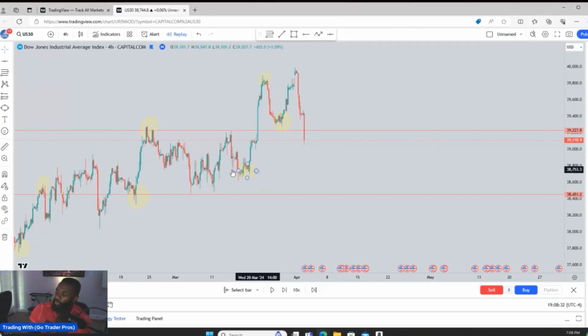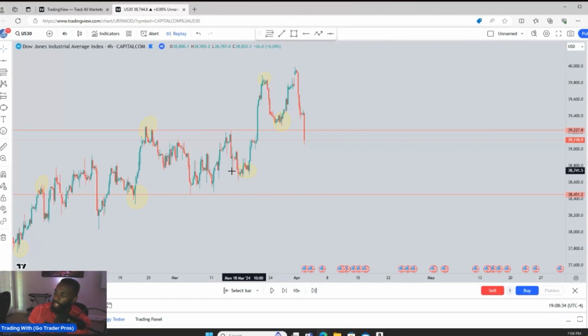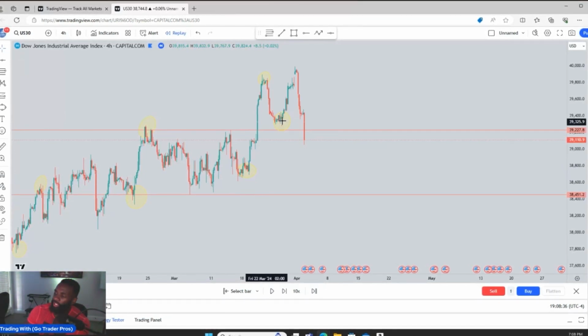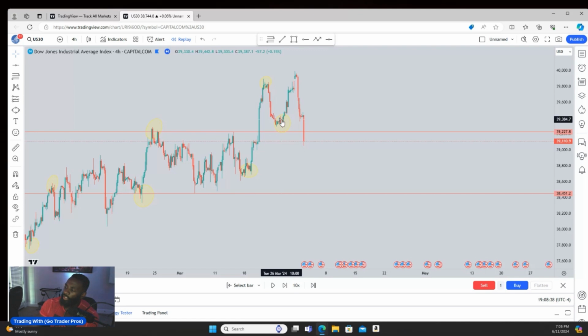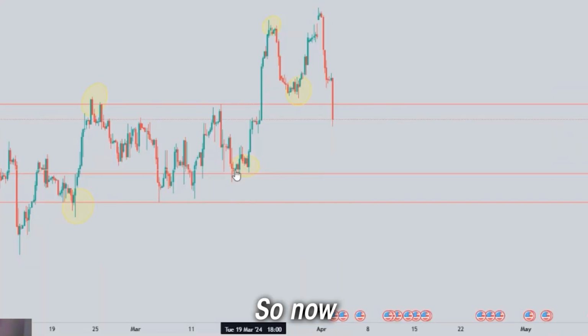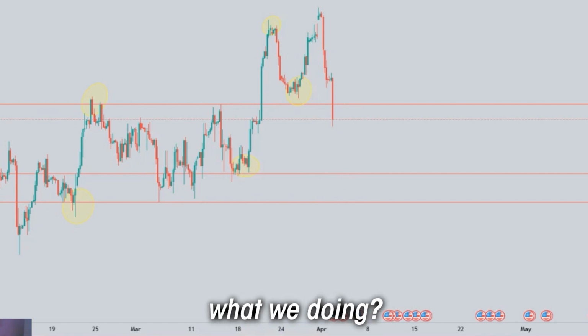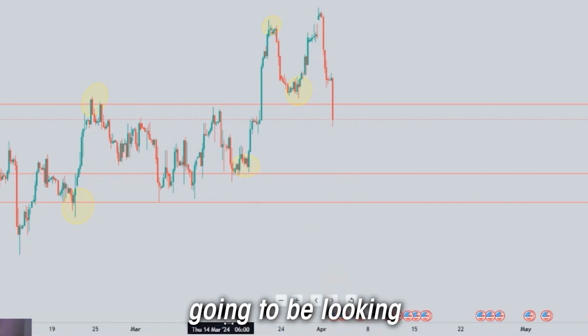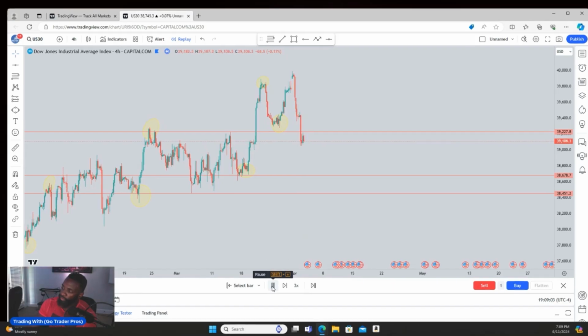If this higher low right here breaks, which this one already broke, which just gave me one signal that, okay, sellers might be taking over. But if this one breaks, this is when I'm trying to get in for sells. I'm looking for sell opportunities. So what we're gonna do is put our horizontal line. So now if this sells and this breaks, what are we doing? We are going to be looking for sell opportunities.